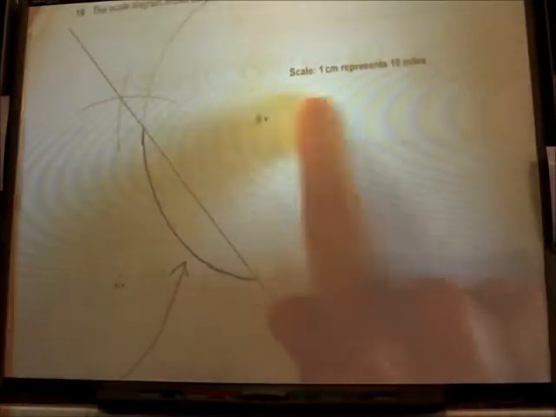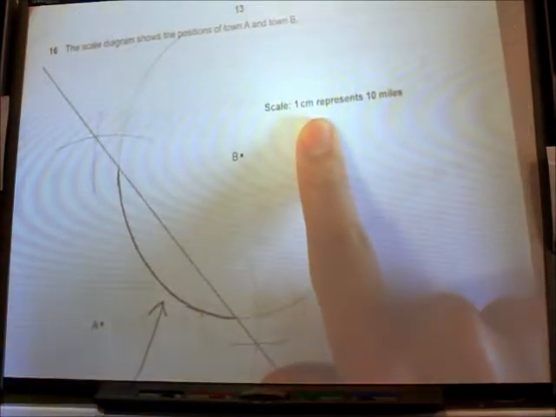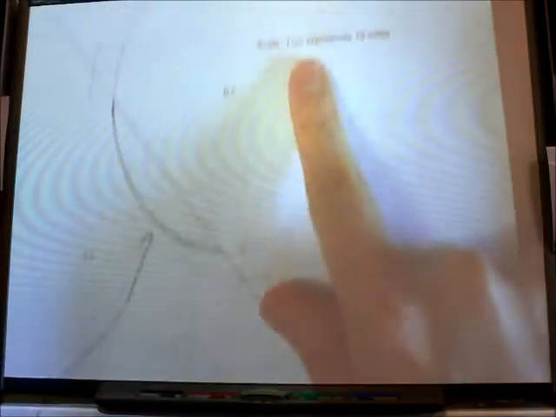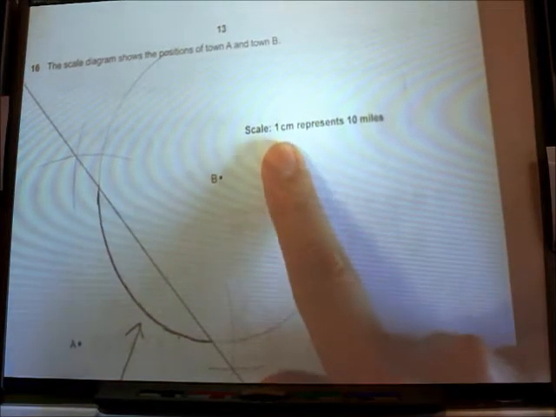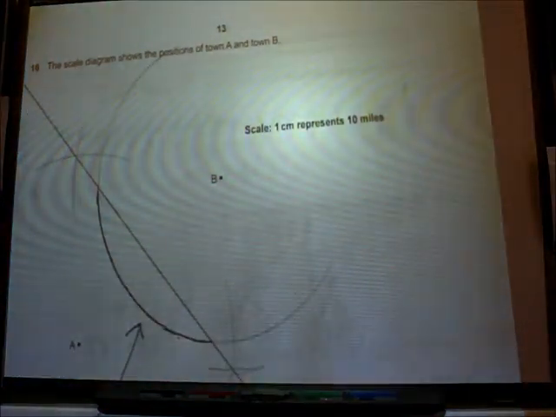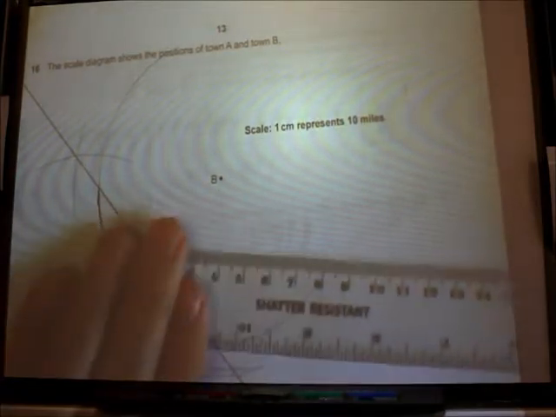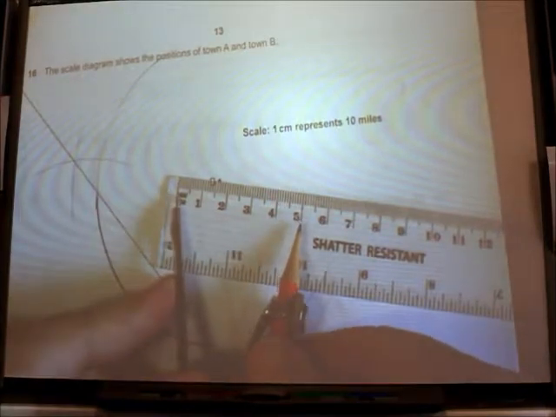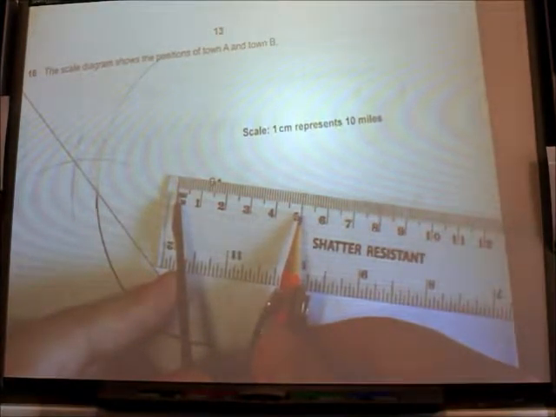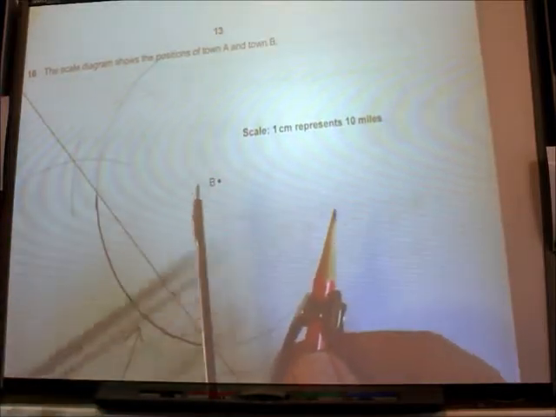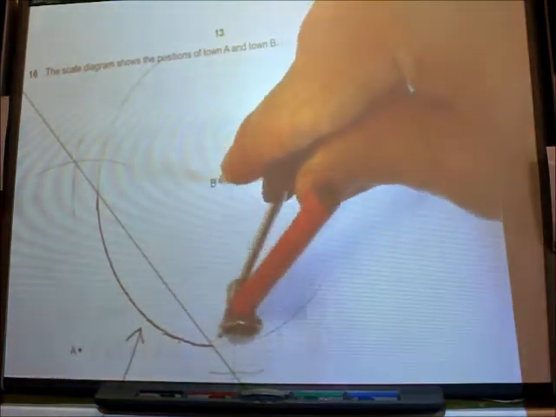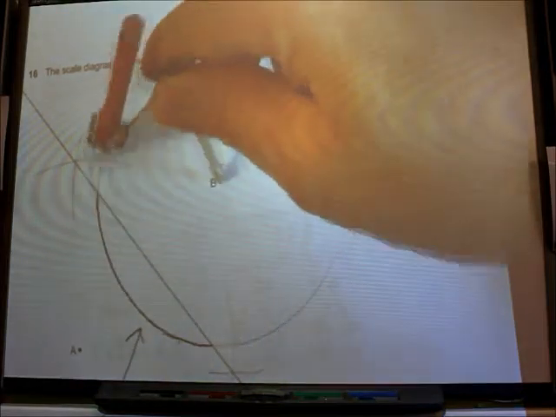So here's town B. We've got a scale, and that says 1 centimetre is 10 miles. So if it's 50 miles from town B, 50 miles is going to be 5 centimetres. So you need to get a ruler, and then you get your compass, and you measure out 5 centimetres like this. So make it a little bit smaller, and hopefully you can see the distance there is 5 centimetres. What you do then is you place it on B, and then you do this great big arc you can see around there. So that is me doing that arc there.